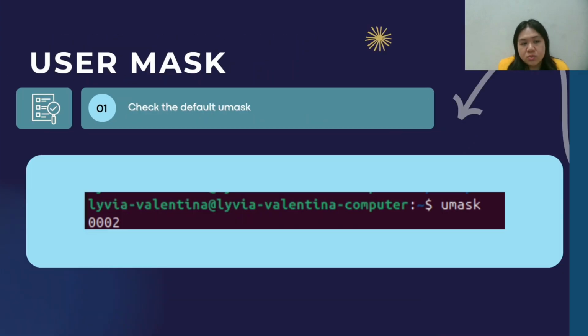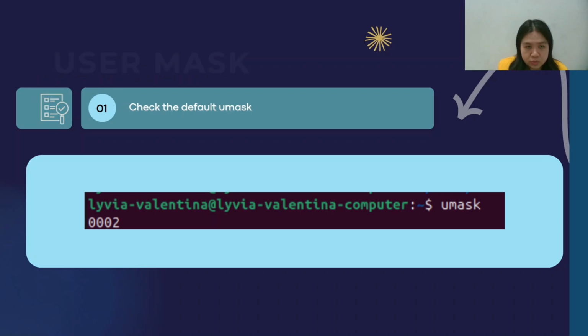And then is umask. The first question is check the default umask of the directory. I use the umask command to see the default umask, and the default umask of this directory is 0002.